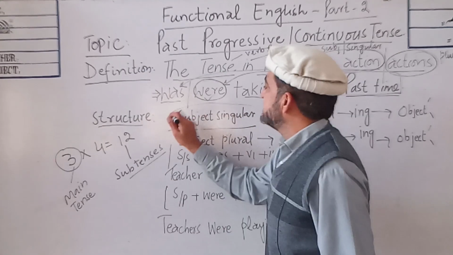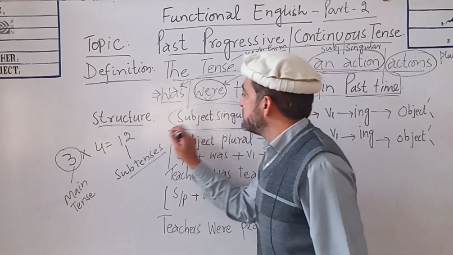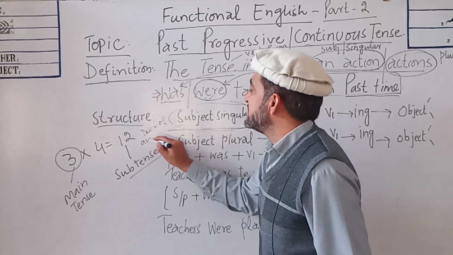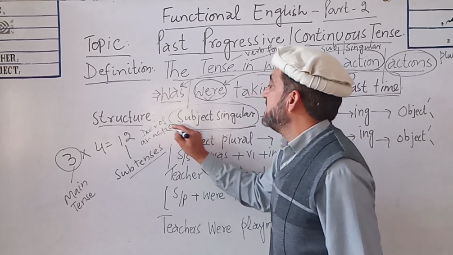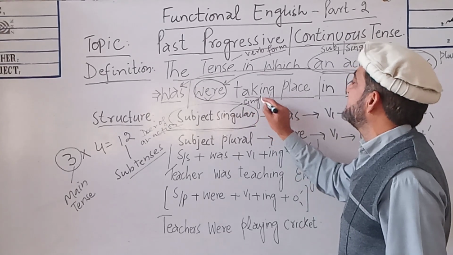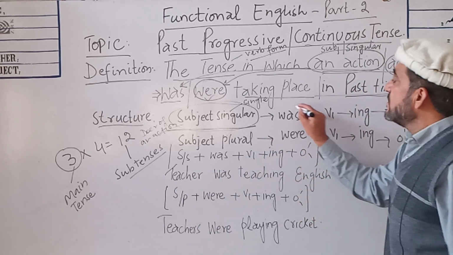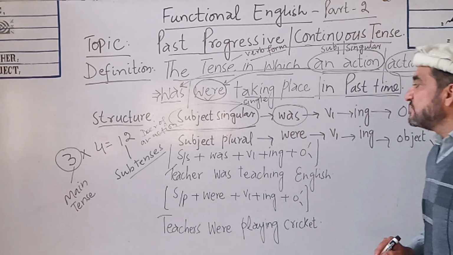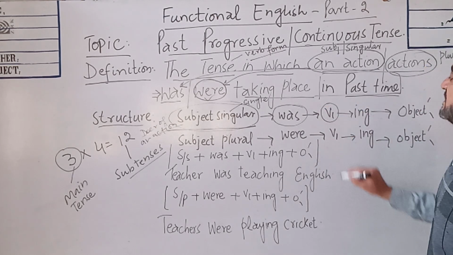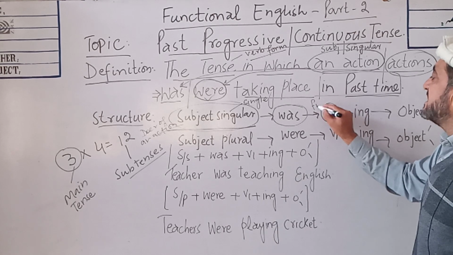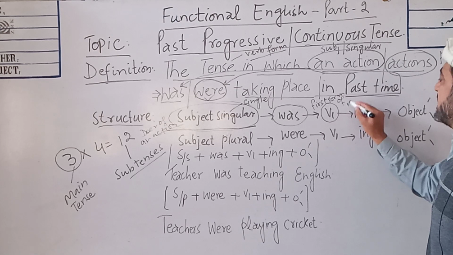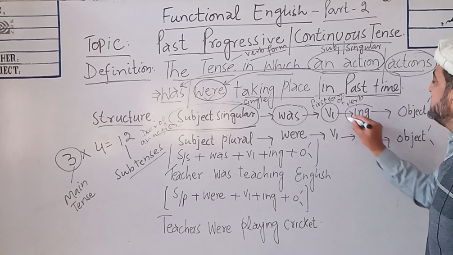Past progressive, subject singular. Subject means doer of action. Doer of an action is called subject. If the subject is singular, singular is derived from the word single. Single means one. So, with singular subject, we will go for the use of was. After was or helping verb, there will be used V1. V1 stands for first form of verb. Then there must be ing.